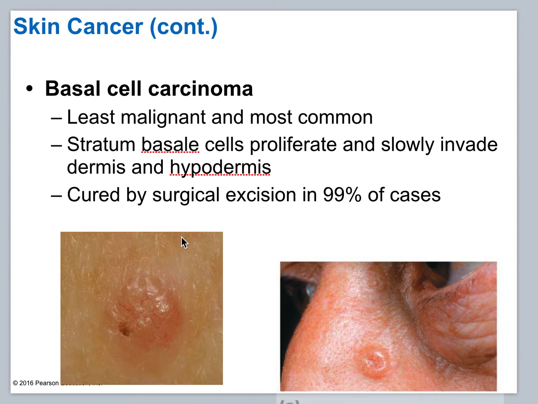This is the result of cells from the stratum basale, the basal layer of cells, that proliferate and slowly invade the dermis and hypodermis. The good news is that 99% of the time they're cured by surgical excision. The key is getting them to see the dermatologist or the surgeon soon enough to have it removed. If it waits too late, the cancer becomes deeper and harder to cure. But early on, it's a 100% cure rate if they're excised early enough.